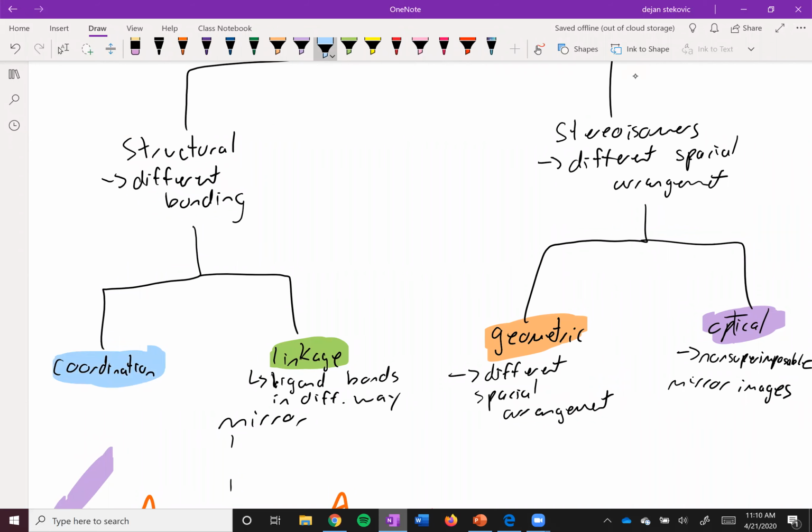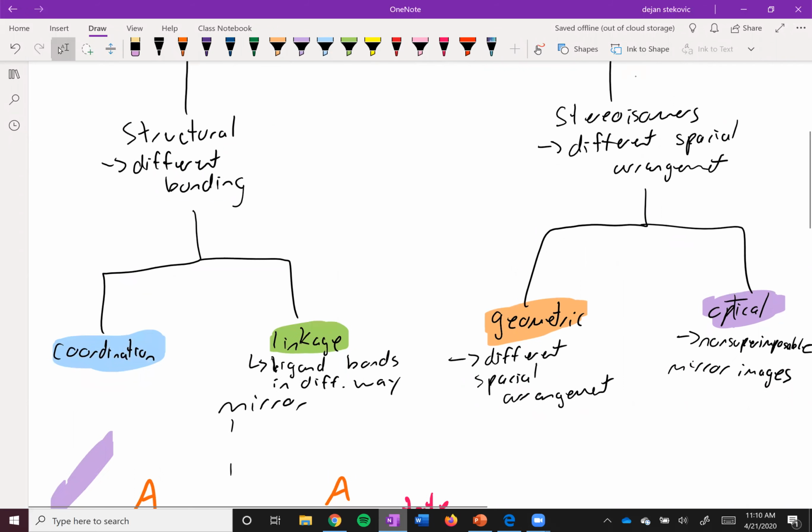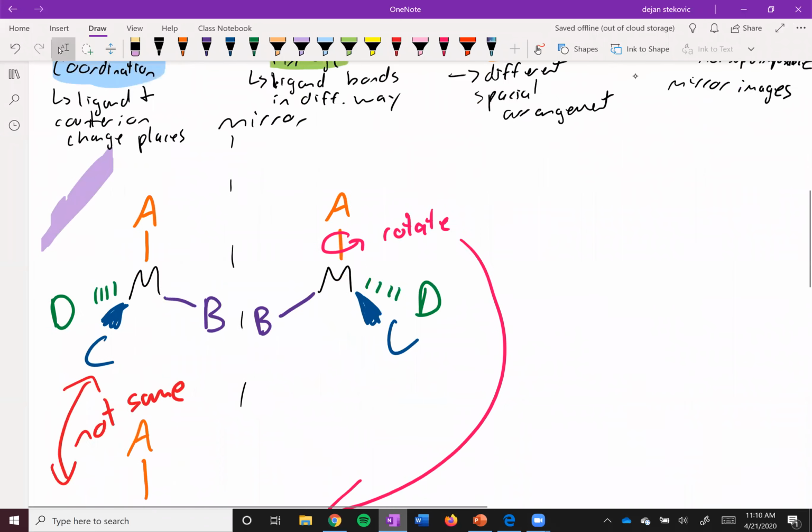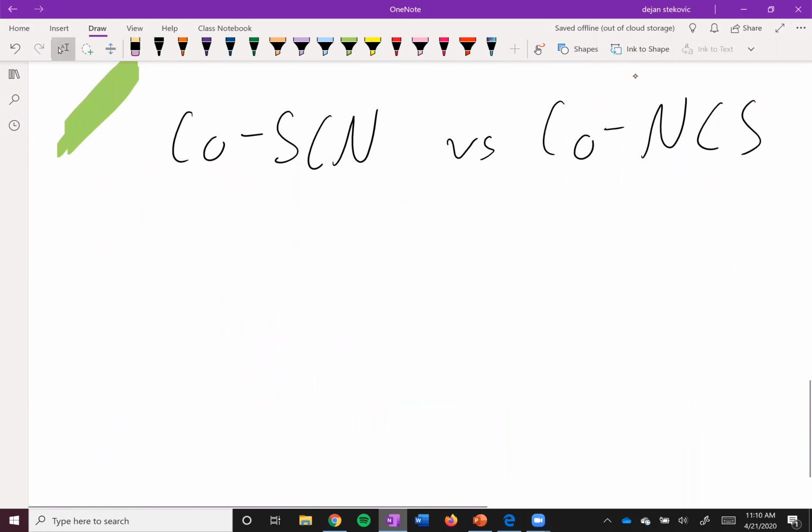And then finally, we have coordination isomers. So coordination isomers, also sometimes called ionization isomers, is basically the ligand and counter ion change places. So let's take a look at that.